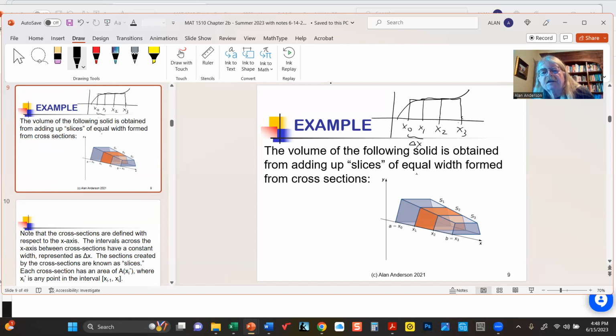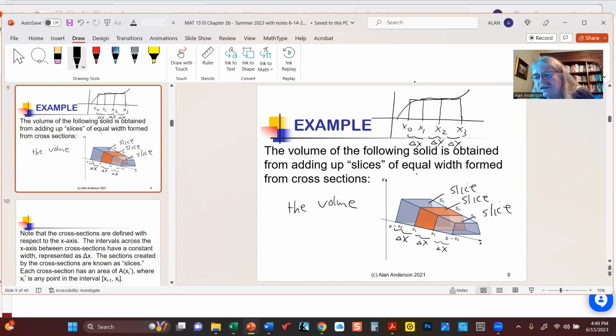And then here's delta x, delta x, delta x. They're doing the exact same thing here. But what's different now is that each of these slices has itself a volume. Whereas with these rectangles, we're adding up areas. Okay? So here, each slice has a volume. And the volume comes from, by the way, if you notice, each one of these has a different cross section. Like that first one back there.